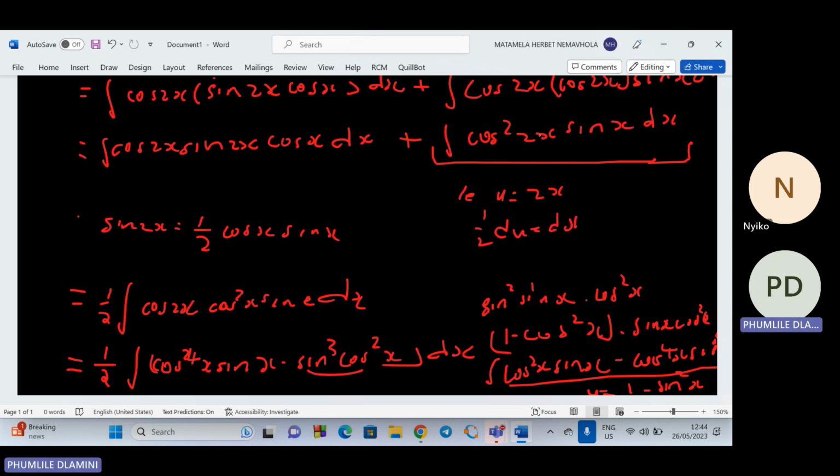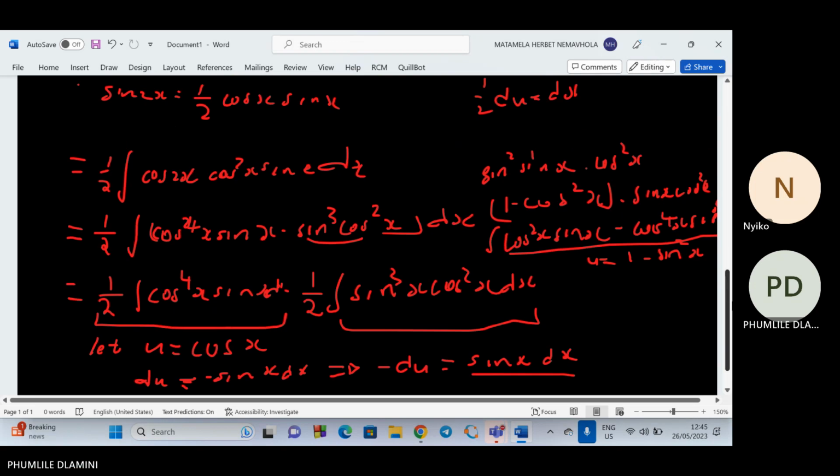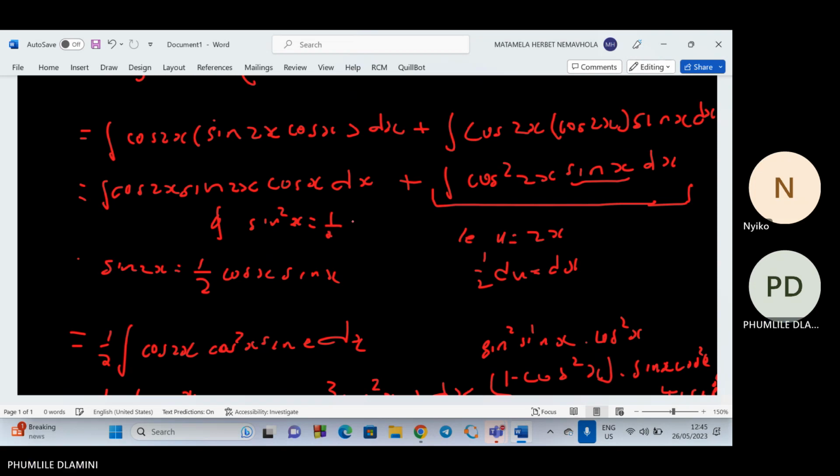But now when it's like that, my du here, I'm going to let u equal to that. But I have sine x here. What can I do? Because there is a sine x, but here is just cos squared 2x. And we also know that sine squared x equals 1 over 2, 1 minus cos 2x.